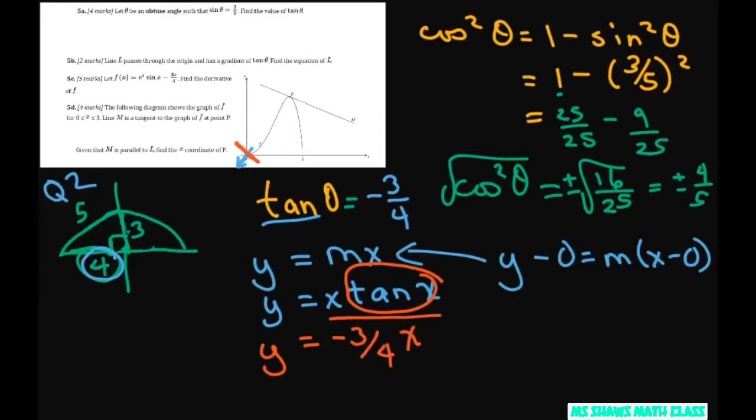All right, now for part C, it says f of x equals e to the x sine of x minus 3x divided by 4. Find the derivative of f. So first of all, let's just do this derivative. The derivative of negative 3x divided by 4 is just negative 3/4.